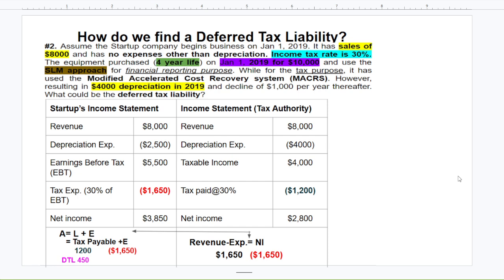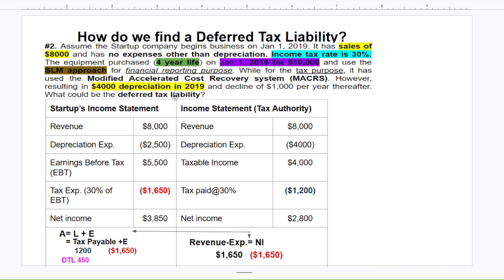Let's see one startup company which begins the business on January 1st, 2019, and it has sales of 8,000, no expenses other than depreciation. Tax rate is 30%, and the company uses the straight line method of depreciation for financial reporting purpose, while for tax purpose it has used the modified accelerated cost recovery system. However, the depreciation is 4,000 in 2019, with a reduction of 1,000 per year.